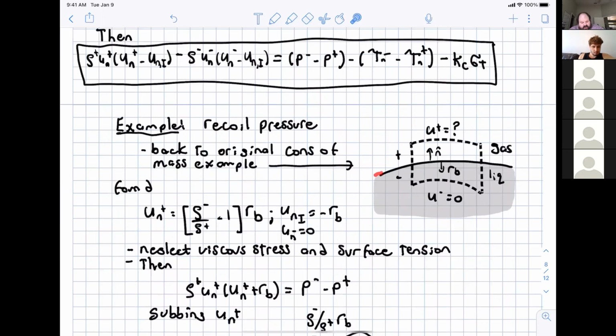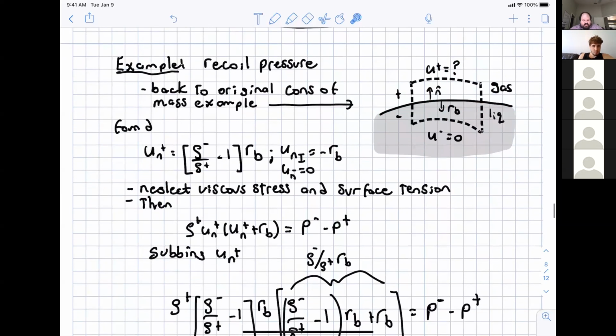Let's look at our control volume that we used for our conservation of mass example on Friday. Here we just had a vaporizing interface, with gas on top and liquid on bottom. We are defining the liquid velocity to be stationary. The surface of the liquid-gas interface is going to be moving down at some regression rate RB. Through conservation of mass, if we know what the density is, we found what the velocity has to be, and it has to be this. We derived this on Friday from conservation of mass, where the normal velocity at the interface is minus RB, and UN minus is 0.